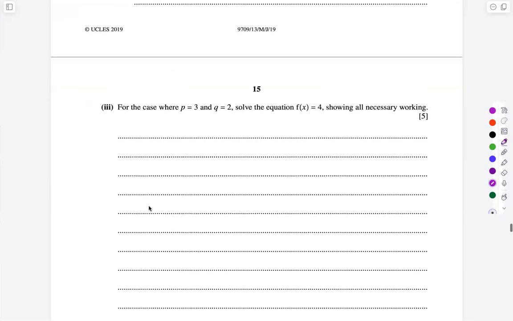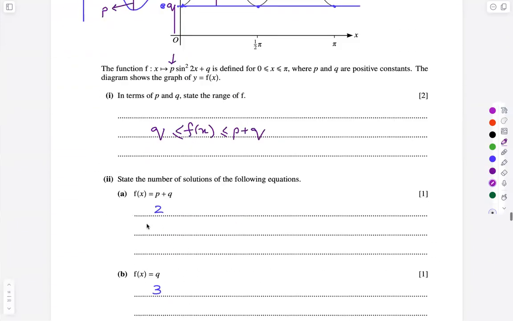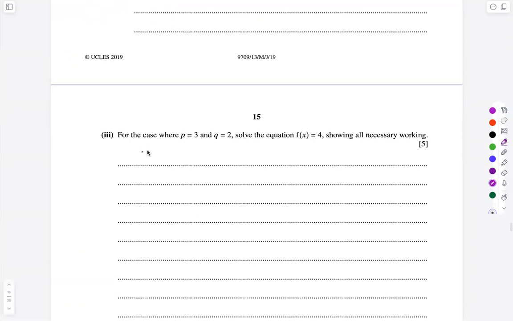In part 3, it says for the case where p equals 3 and q equals 2, solve the equation f of x equals 4. Now the expression was p sine squared 2x plus q. So p is 3, this will become 3 sine squared 2x plus q, and q is 2, and that is equal to 4. Simplifying this, sine squared 2x will be equal to 4 minus 2, which is 2. So sine squared 2x will be equal to 2 upon 3.